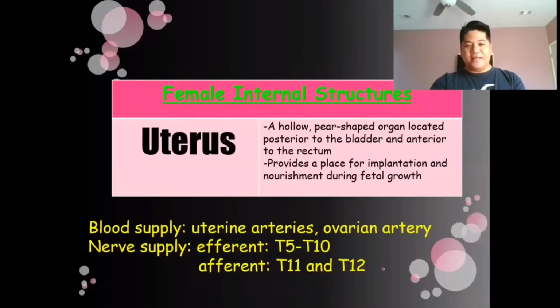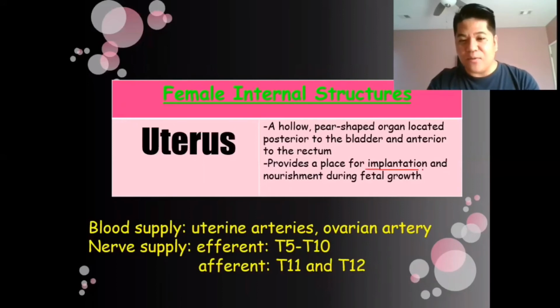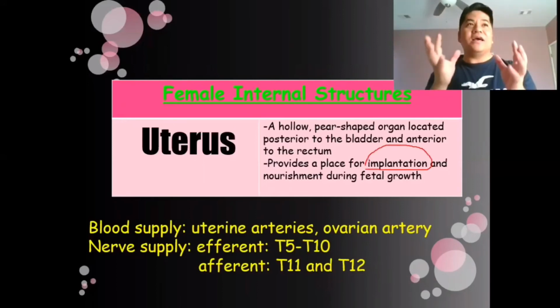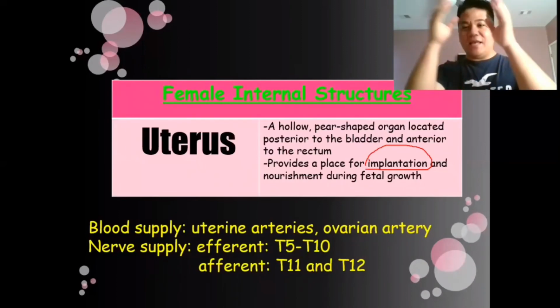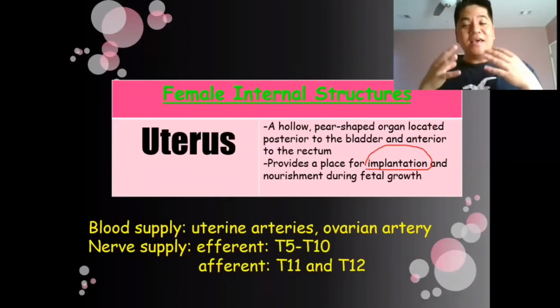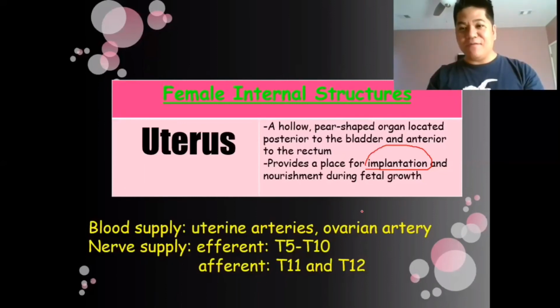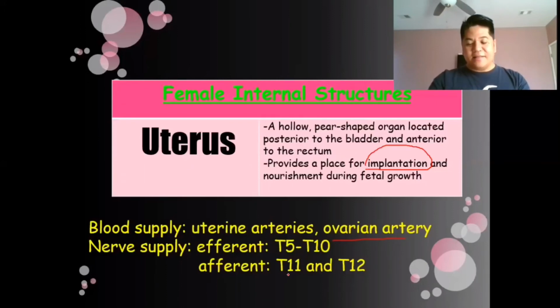Next is the uterus. The uterus is a hollow, pear-shaped organ located on the posterior part of your bladder. Of course, the uterus serves as the site of implantation, where the zygote moves and implants on your uterus, and it will grow there for 9 months. It will nourish, give nutrients, and carry the baby for 9 months. The blood supply is from the ovarian artery, and nerve supply is from T5 to T10 and T11 and T12.